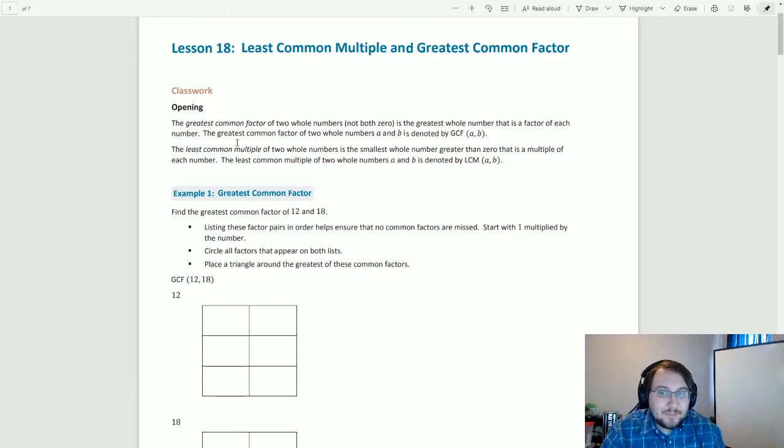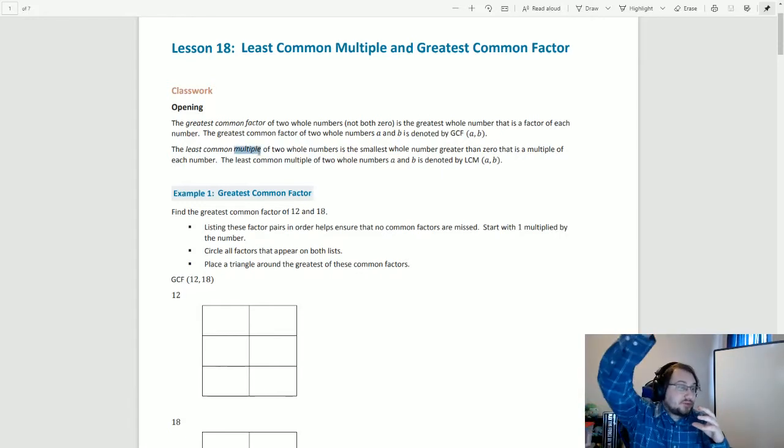The least common multiple of two numbers is something completely different. It's the smallest whole number, greater than 0, that is a multiple of both numbers. So we need to talk about what a factor is and what a multiple is. A factor is when we take our number and break it into chunks that multiply into that number. Multiples is when we take that number and continue to multiply it by 1, by 2, by 3, by 4.